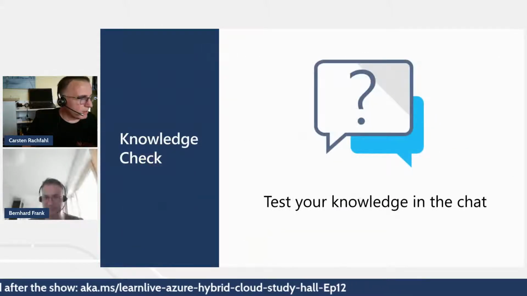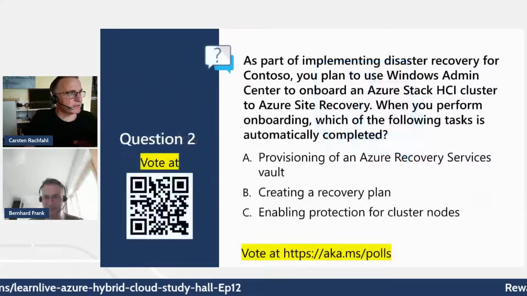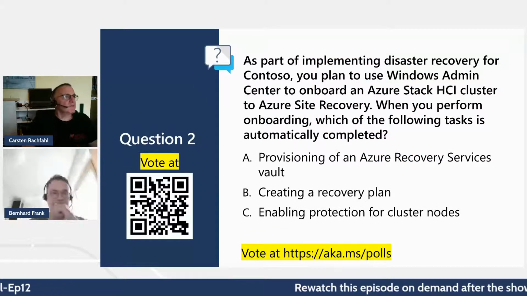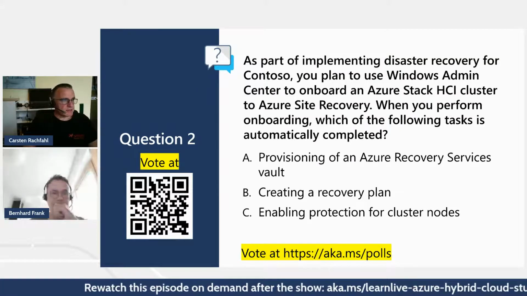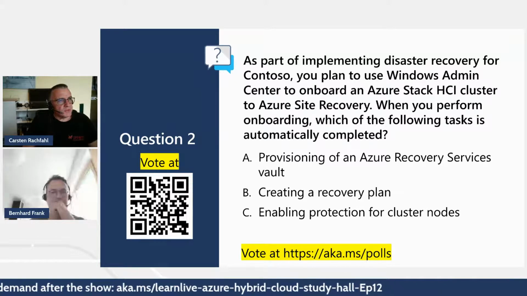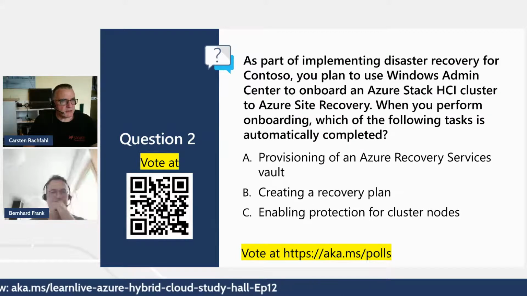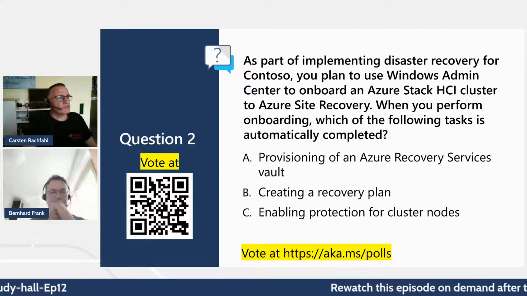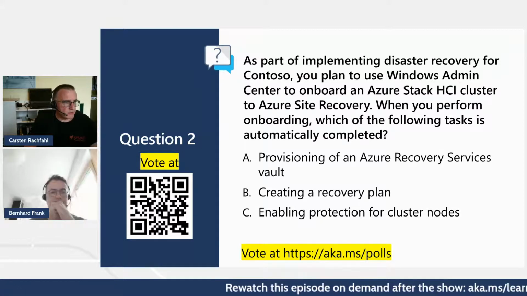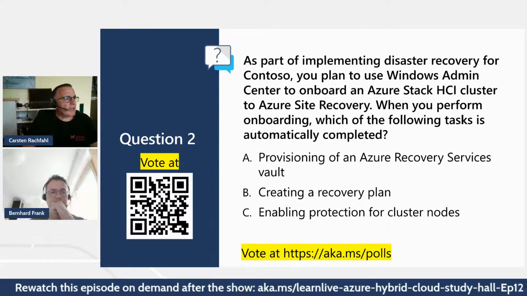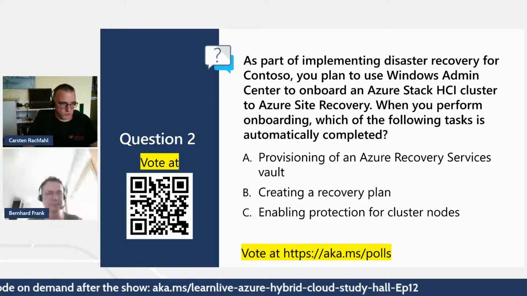So we are now doing another knowledge check. As part of implementing disaster recovery for Contoso, you plan to use Windows Admin Center to onboard an Azure Stack HCI cluster to Azure Site Recovery. When you perform onboarding, which of the following tasks is automatically completed? A, provisioning of an Azure Recovery Services Vault? B, creating a recovery plan? C, enabling protection for cluster nodes.